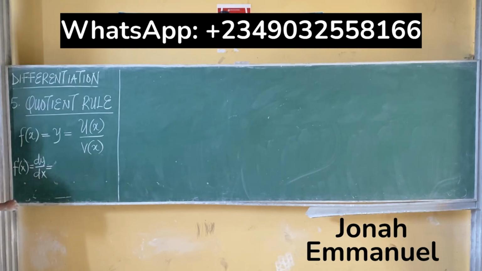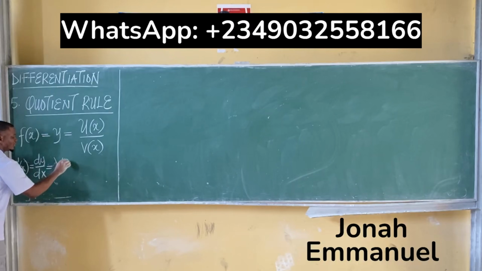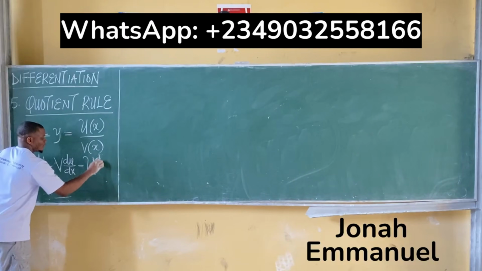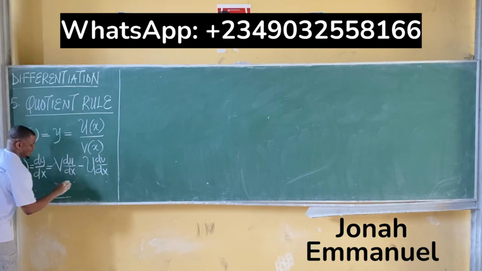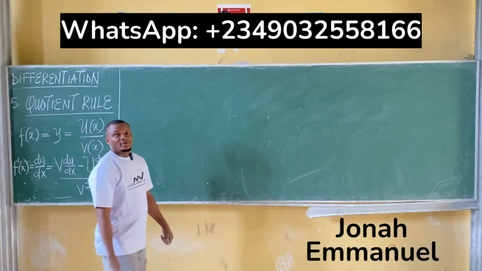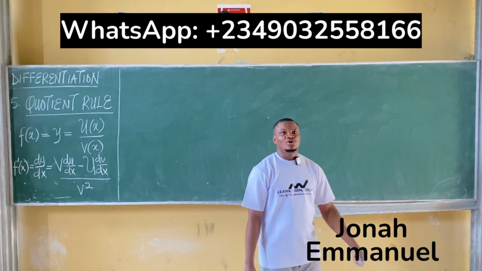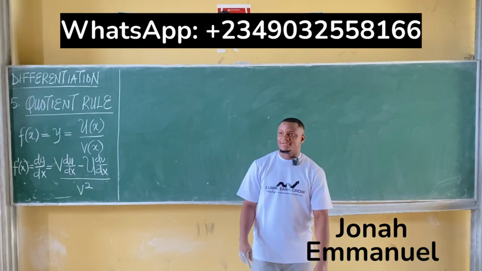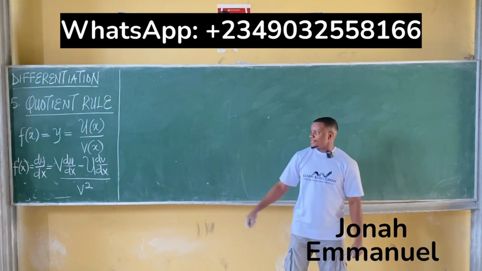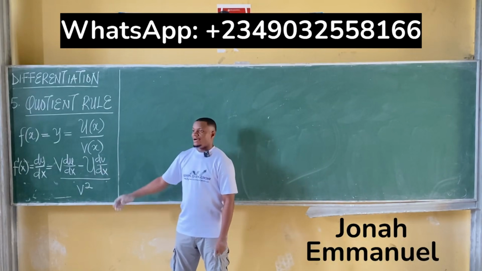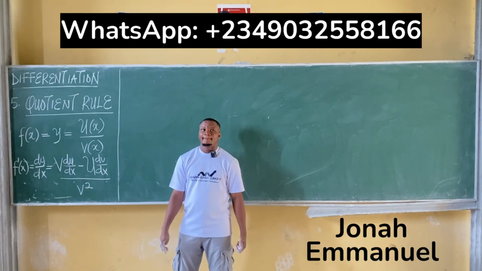f prime of x, which is also known as dy dx, is equal to v du dx minus u dv dx all over v squared. That's your formula. So it's almost like product rule, just that the plus is now minus and you're dividing by v squared. That's it. V du dx minus u dv dx all over v squared.